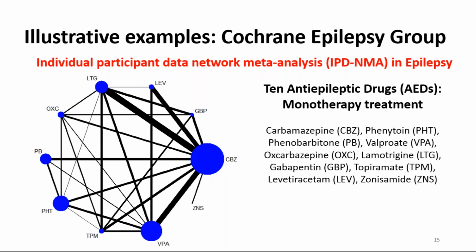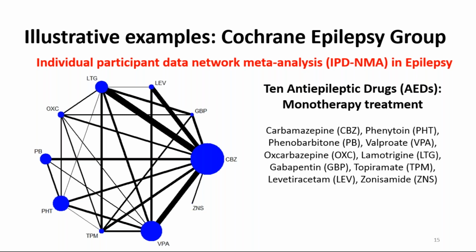And you can see from this plot that the size of the blue circles, the nodes, indicates how many studies that drug has been included in. So we can see that CBZ, VPA, PHT, LTG, they're some of the most commonly used drugs. Whereas the lines in between the drugs indicate where there are comparisons between those drugs, and the thickness of the line shows how many patients are included in those comparisons. So we can see we have quite a lot of patients that have been included in trials comparing CBZ and VPA, also in CBZ and LTG.